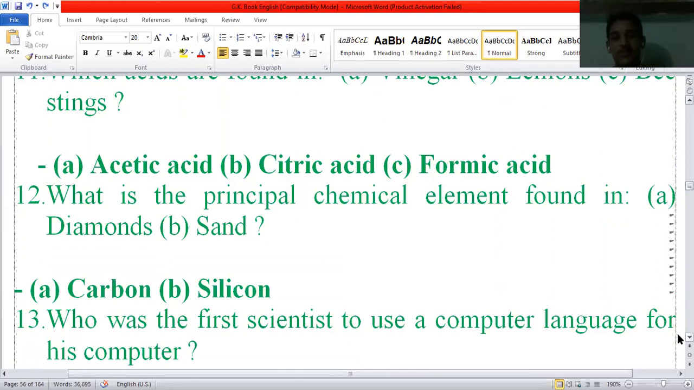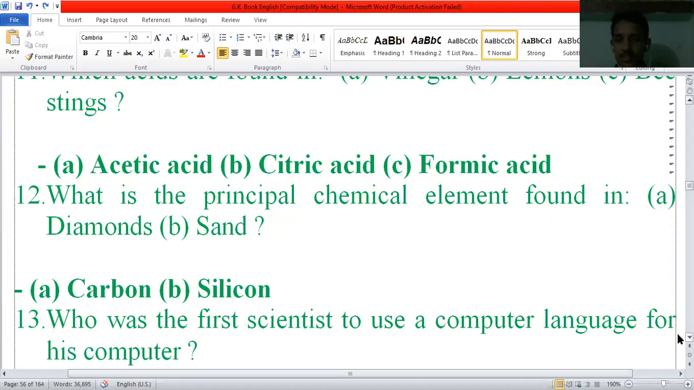Okay, you both are correct. New question for Pratima. Carbon, exactly. Diamond has carbon and sand has silicon.